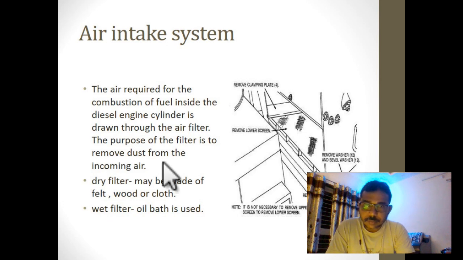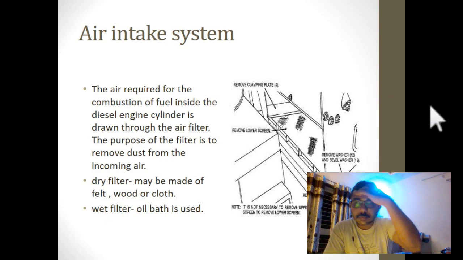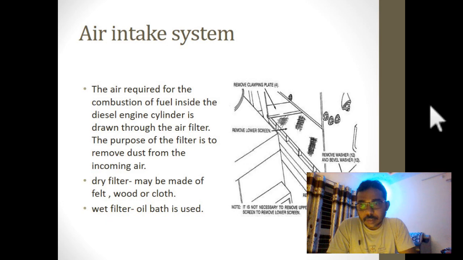Air intake system. In the air intake system, the air required for the combustion of fuel inside the diesel engine is sucked through the air filter. The air is filtered through different types of filters. There are two types of filters, that is dry filters and wet filters. Dry filters are made up of felt or wood or cloth, while the wet filters are of oil bath.